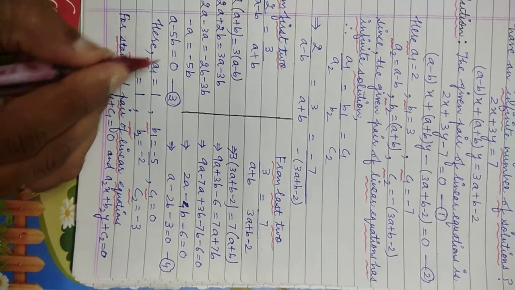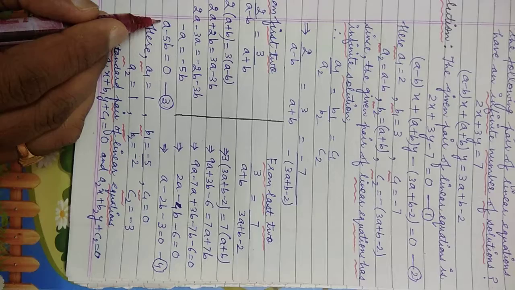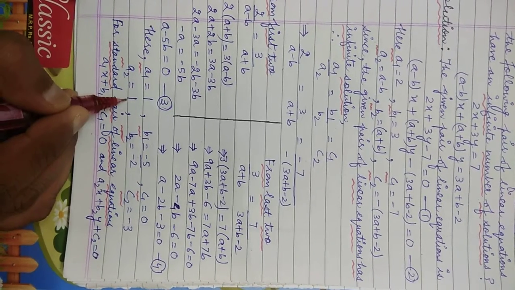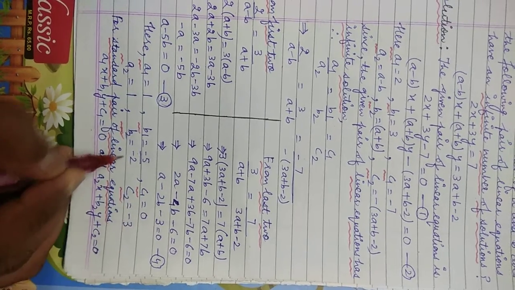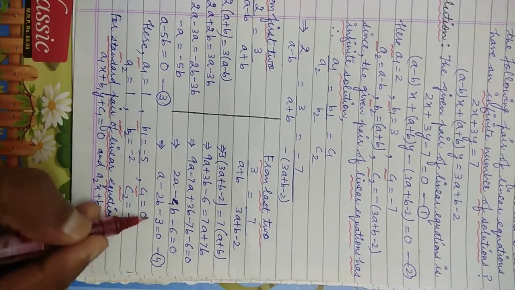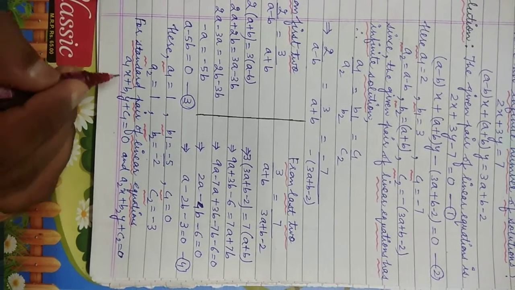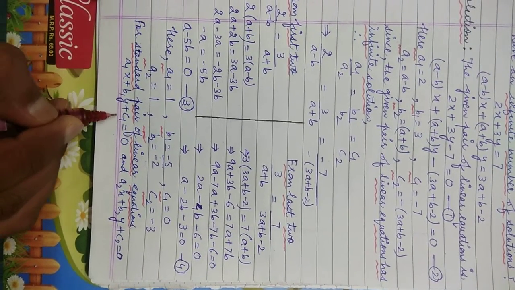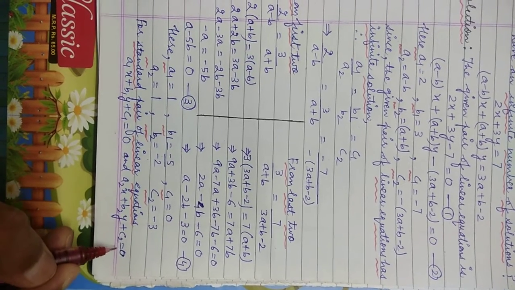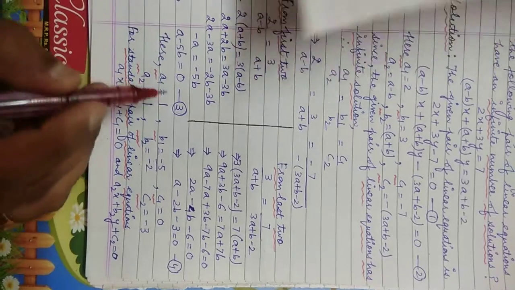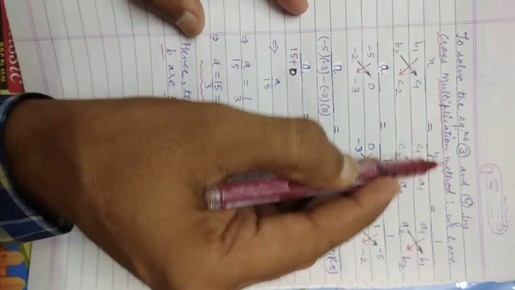Now again we find a1, a2, b1, b2, c1, c2. Here a1 is +1, a2 is +1, b1 is -5 and b2 is -2, c1 is 0 and c2 is -3. For a standard pair of linear equations a1x + b1y + c1 = 0 and a2x + b2y + c2 = 0, to solve equations 3 and 4 we shall apply the method of cross multiplication.